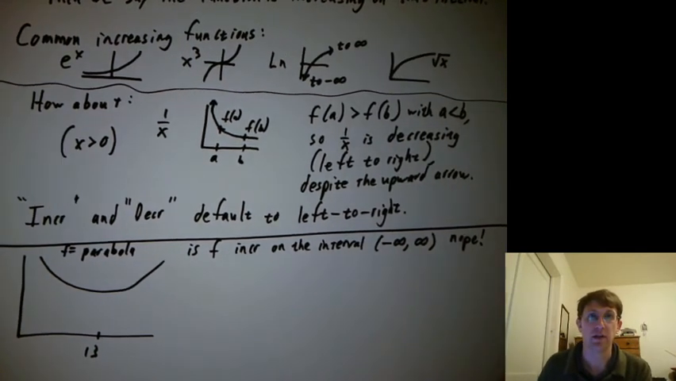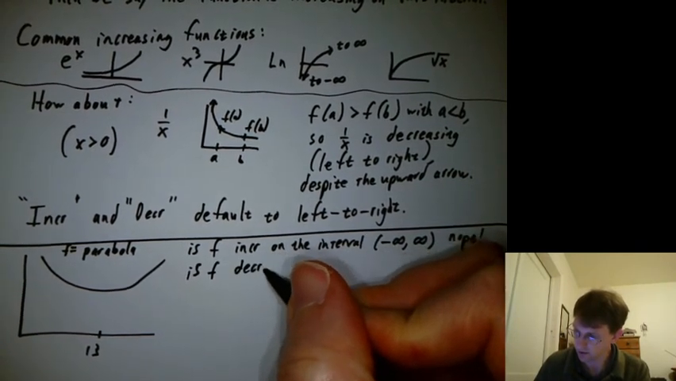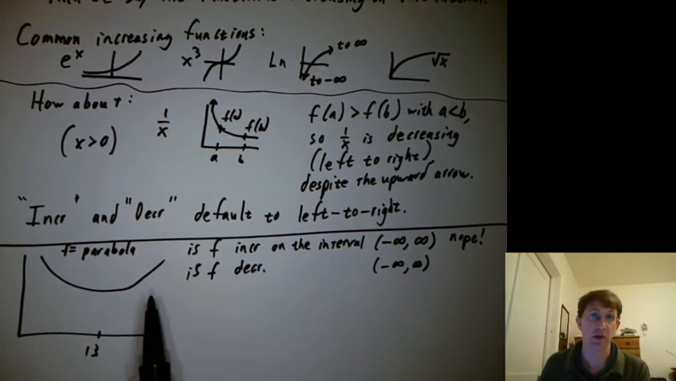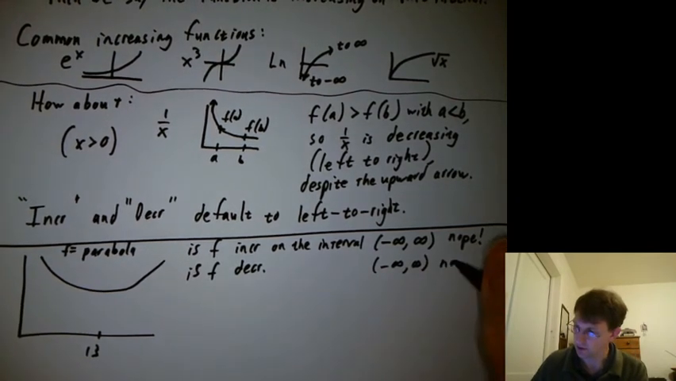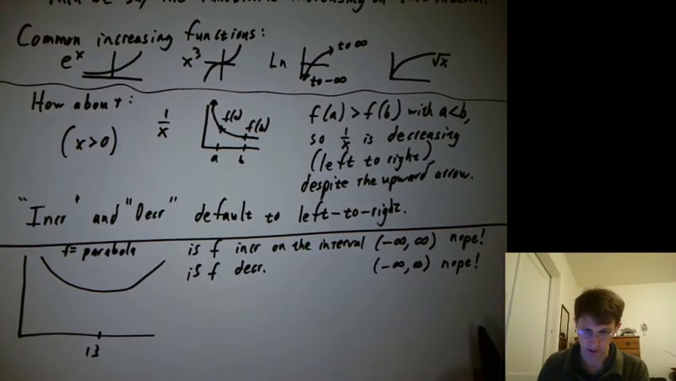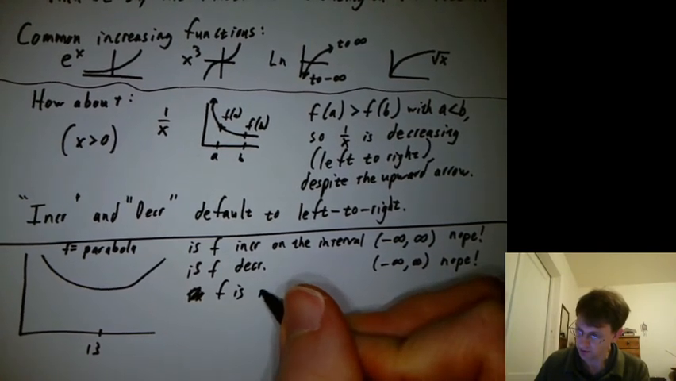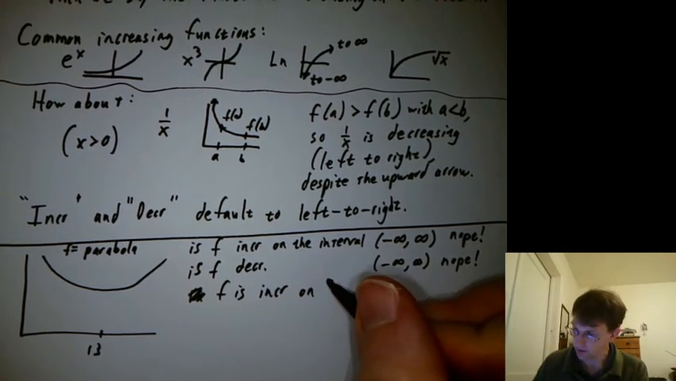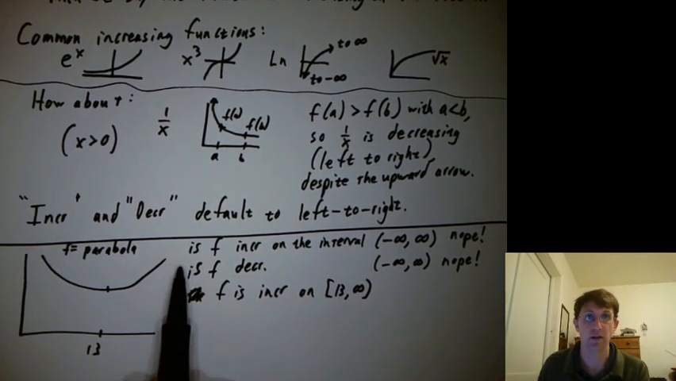Would you say f is decreasing on the interval negative infinity to infinity? Well, it decreases for part of it, but not the other part. So it's not purely decreasing. So we would also not say that f is decreasing on that interval. What can we say? Can we say f is increasing on what interval? I would say 13 to infinity. So from here on out, f is increasing.